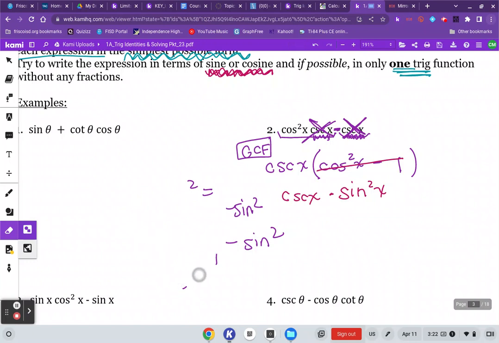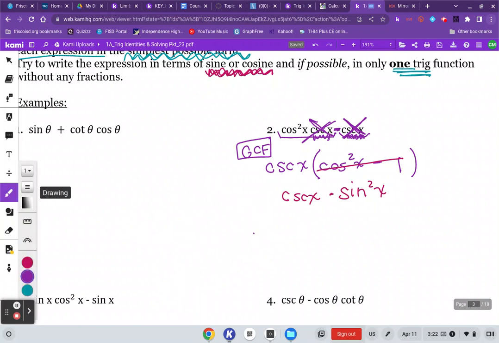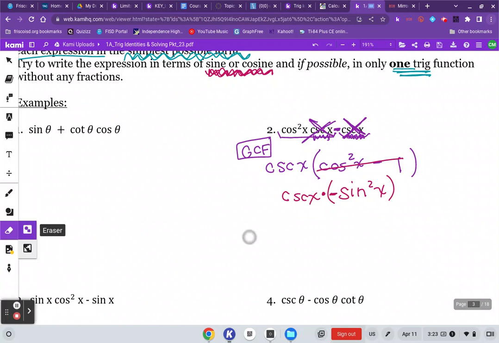So let me get rid of all this. And so we'll put this inside here. We'll do a negative sine squared. So these two are being multiplied together. And cosecant is equivalent to what? How can I rewrite cosecant? Cosecant is the reciprocal of sine, so that would mean cosecant's the same as 1 over sine.